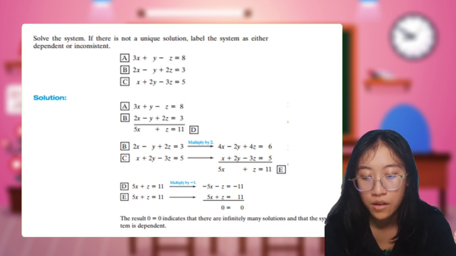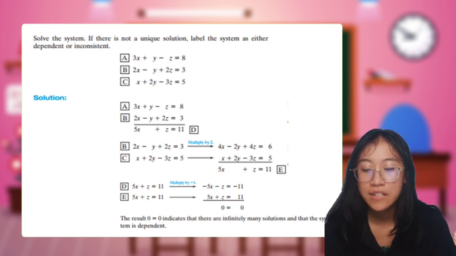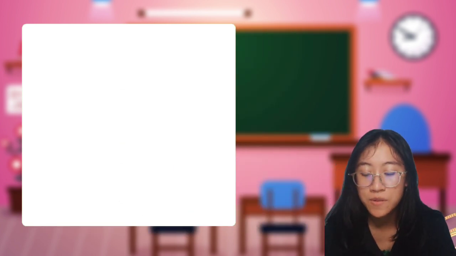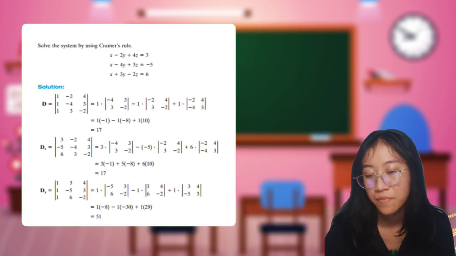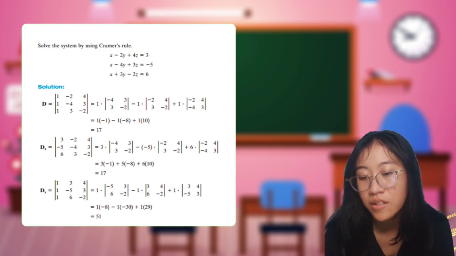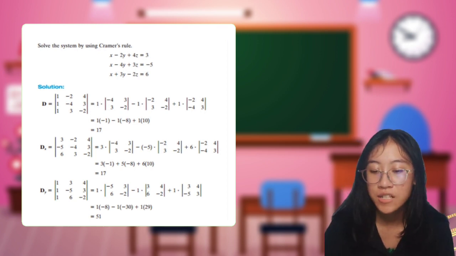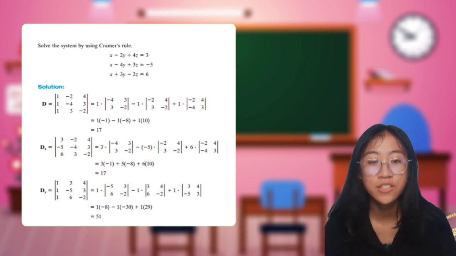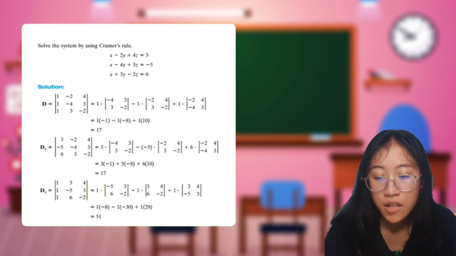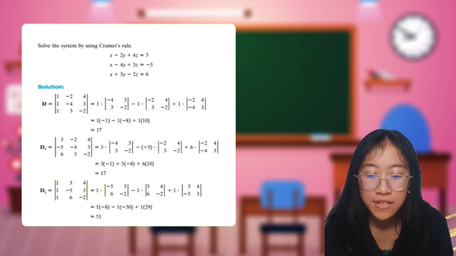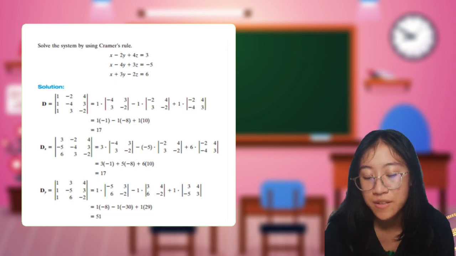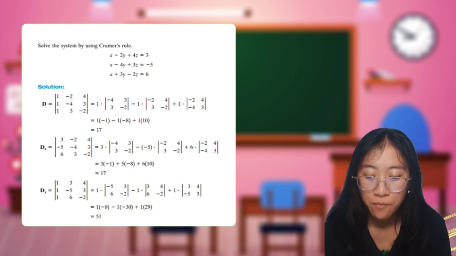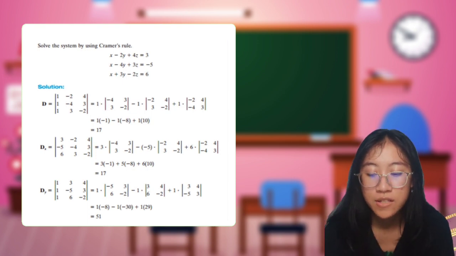The next one, this use determinant. Solve the systems by using Cramer's rules. The equations are x minus 2y plus 4z equals 3, x minus 4y plus 3z equals negative 5, x plus 3y minus 2z equals 6.